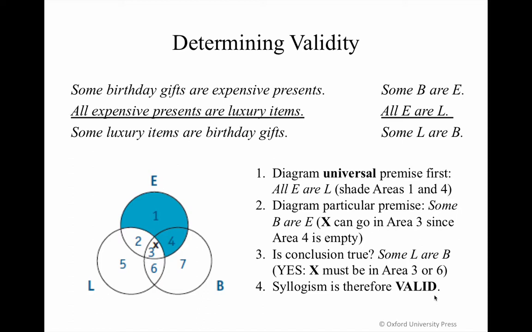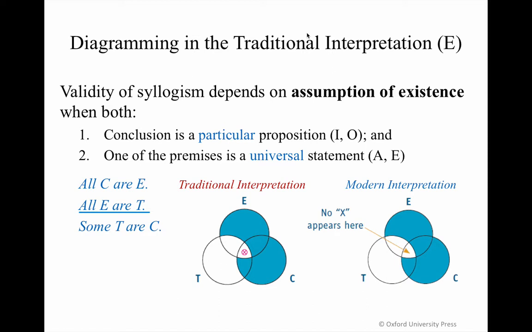Let's look at the conclusion. Some L are B. The area of overlap that reflects a true claim for this proposition is 3 or 6. And in fact, we have an X in area 3, so the argument is valid. Now remember the note that I put on the opening slide for Chapter 6.